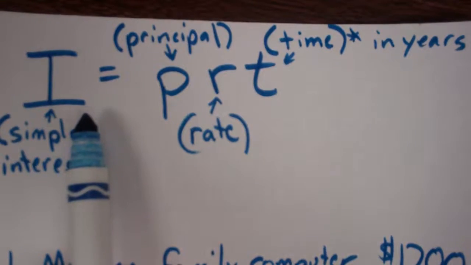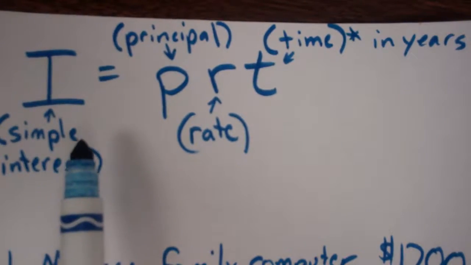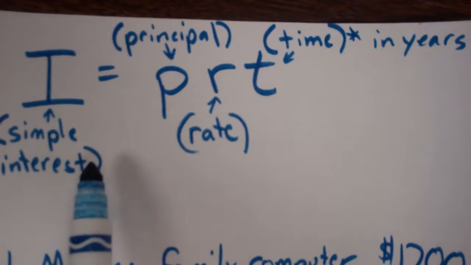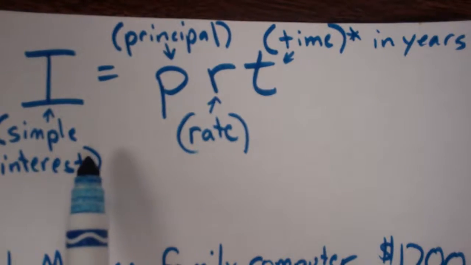Alright, this is Chapter 2, Lesson 8. This is a lesson on simple interest and the formula to find simple interest. First of all, simple interest is the amount paid or earned for the use of money.